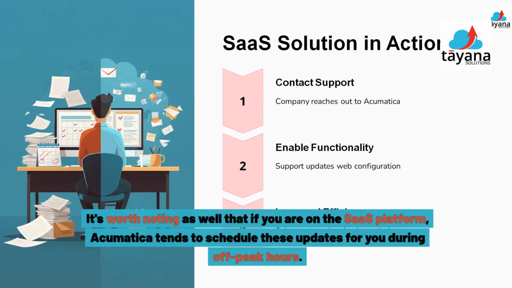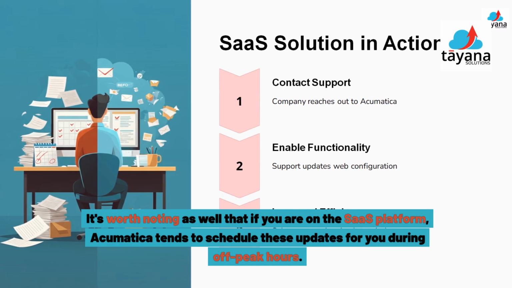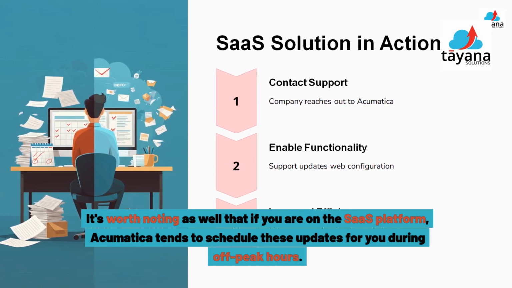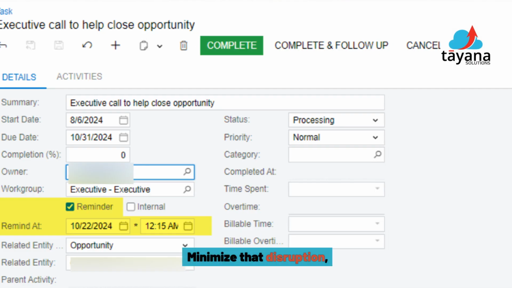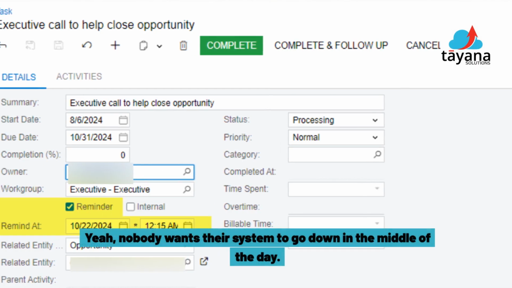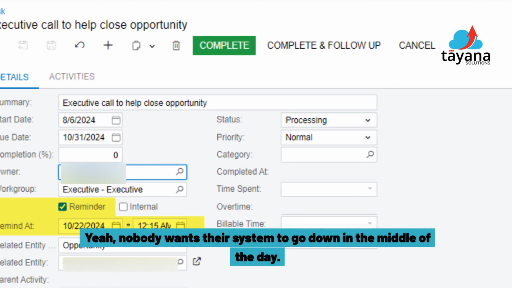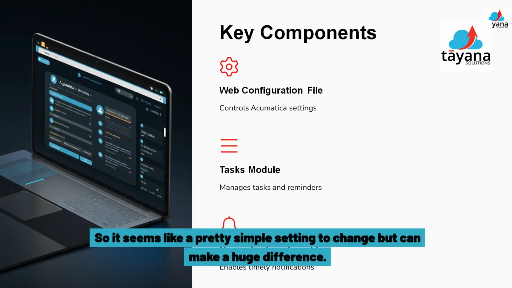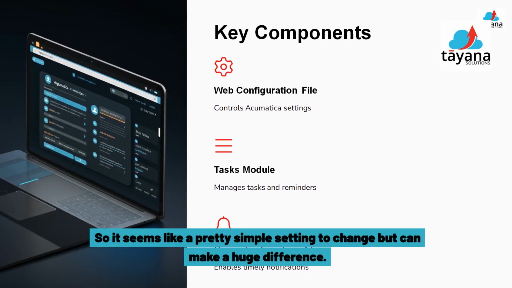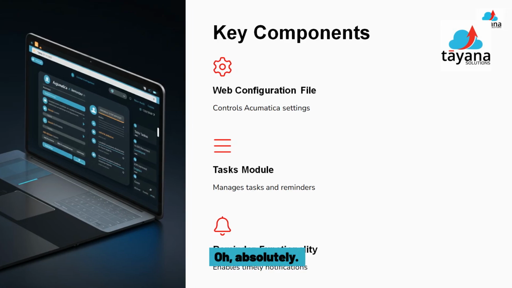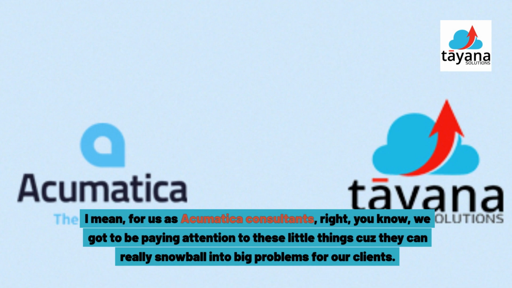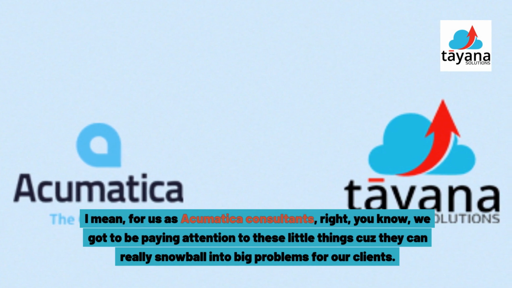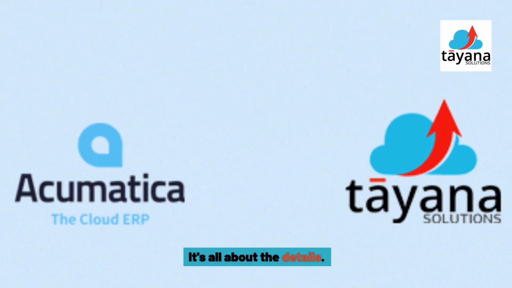It's worth noting as well that if you are on the SaaS platform, Acumatica tends to schedule these updates for you during off-peak hours. Makes sense, right? Minimize that disruption. Nobody wants their system to go down in the middle of the day. So it seems like a pretty simple setting to change, but it can make a huge difference. For us as Acumatica consultants, we've got to be paying attention to these little things because they can really snowball into big problems for our clients. It's all about the details.